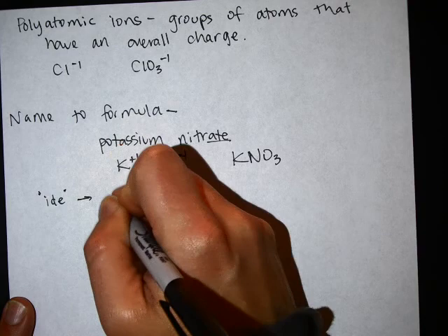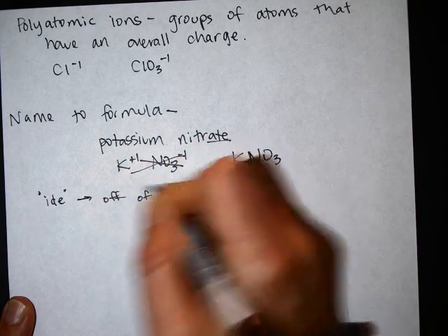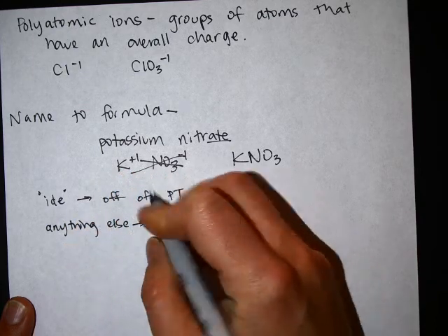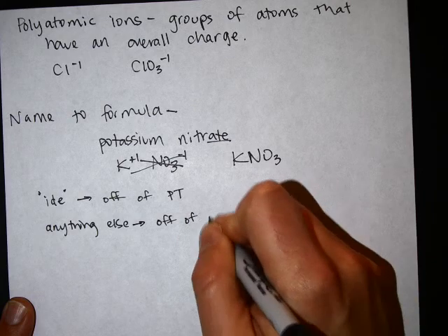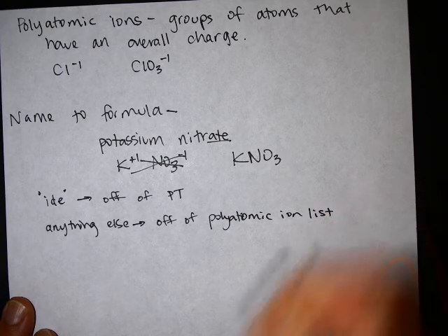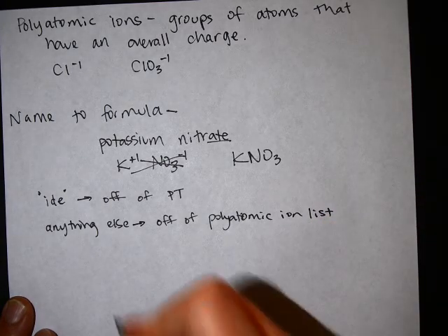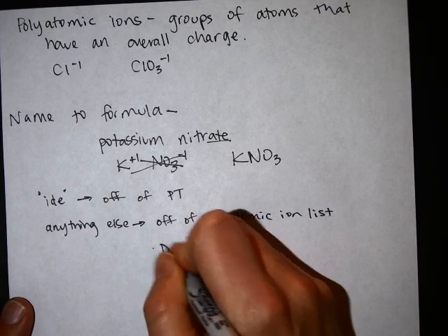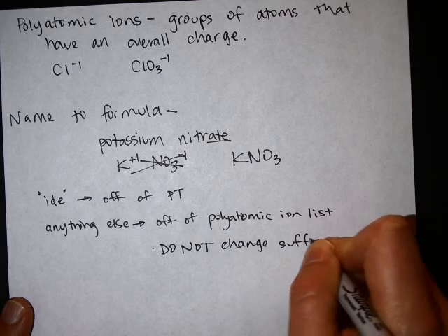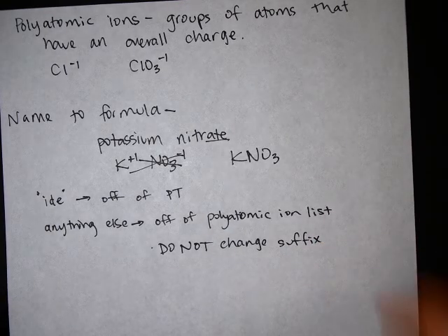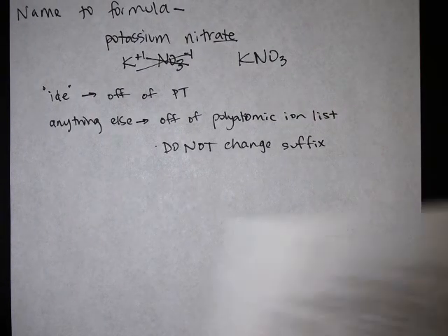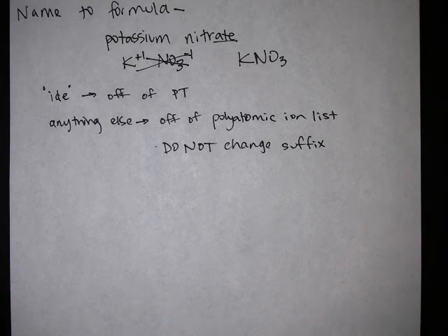Oh, I just mentioned this, but let's refresh your memory. If it's IDE, it's off the periodic table. If it's anything else, then it's off of the polyatomic ion list. When it's off the polyatomic ion list, you never change the suffix. Just leave it what it is. So whatever it says on there is your answer. So in that sense, it's a little bit easier. Whatever is written here is what you're looking for.